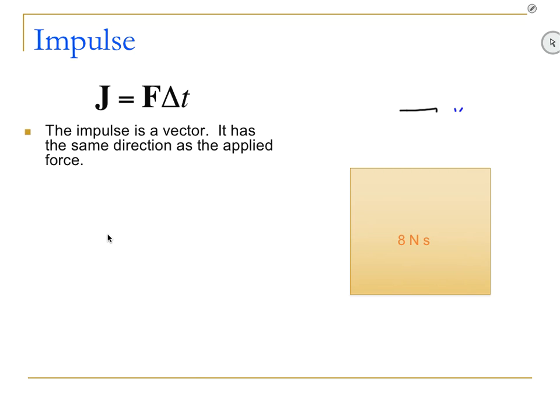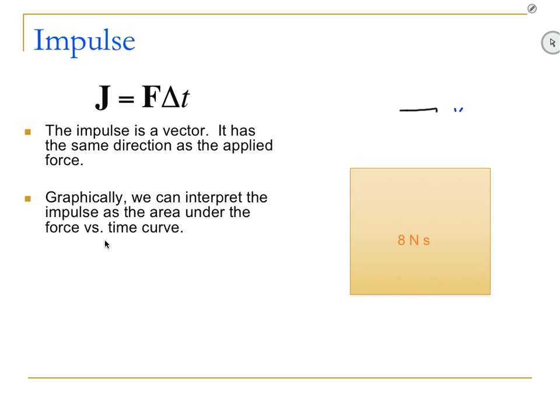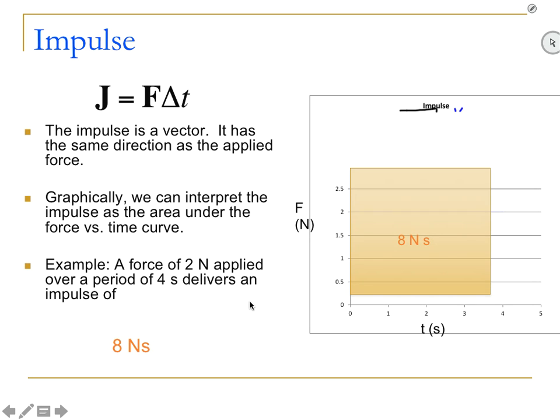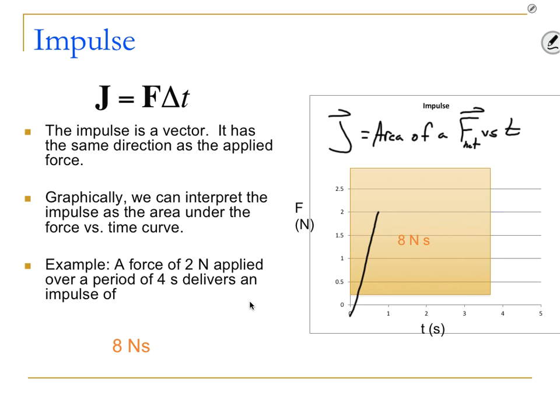Okay? So what do I need to know about impulse that's really cool? Well, it's a vector. And graphically, it's literally the area of a force time graph. So what is impulse? Impulse is the area of an F versus T graph. An F net versus T graph. I shade in this area, it's an impulse.